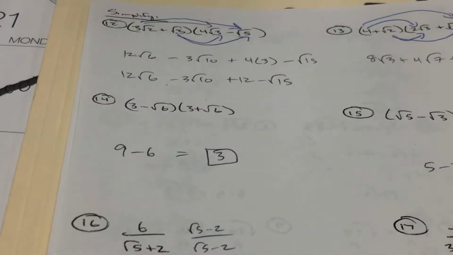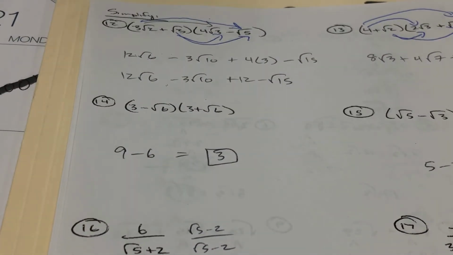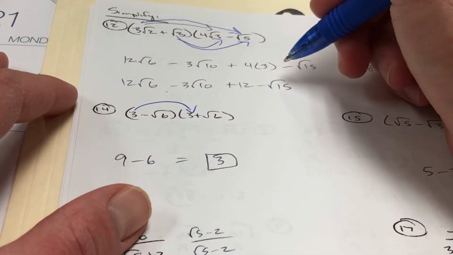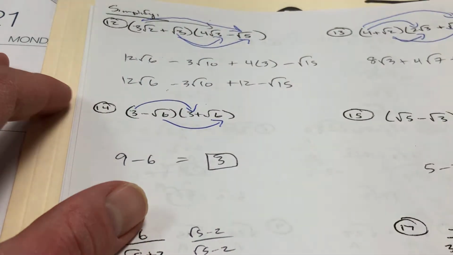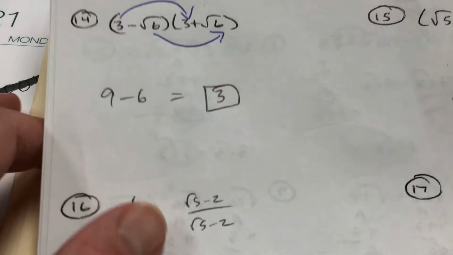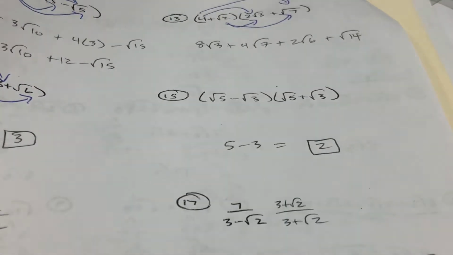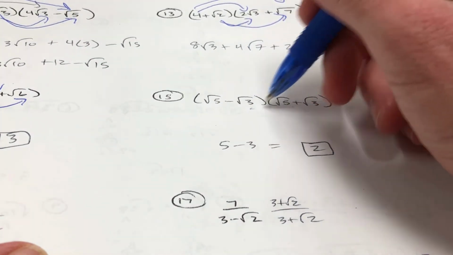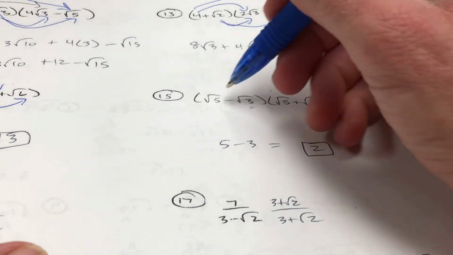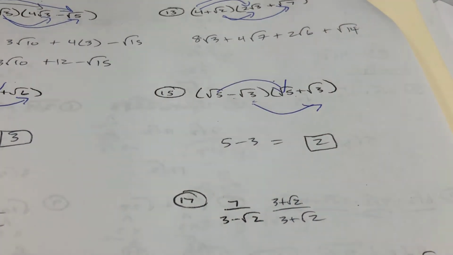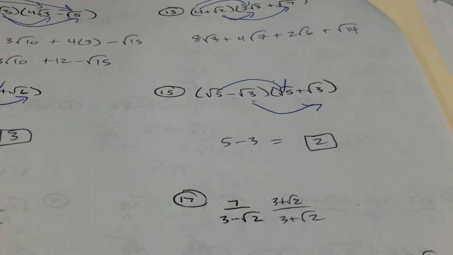14 and 15, I have conjugates. When I have conjugates, I don't need to do the outer and inner part of FOIL. They'll cancel. So the first, 3 times 3, minus root 6 times root 6 is root 36, which is 6. You have 9 minus 6, which is 3. Remember, conjugates get rid of i's or roots in this case. Conjugates again, root 5, root 5, root 3, negative, plus, opposite signs. Root 5 times root 5 is 5, minus root 3 times root 3 is 3. 5 minus 3 is 2.